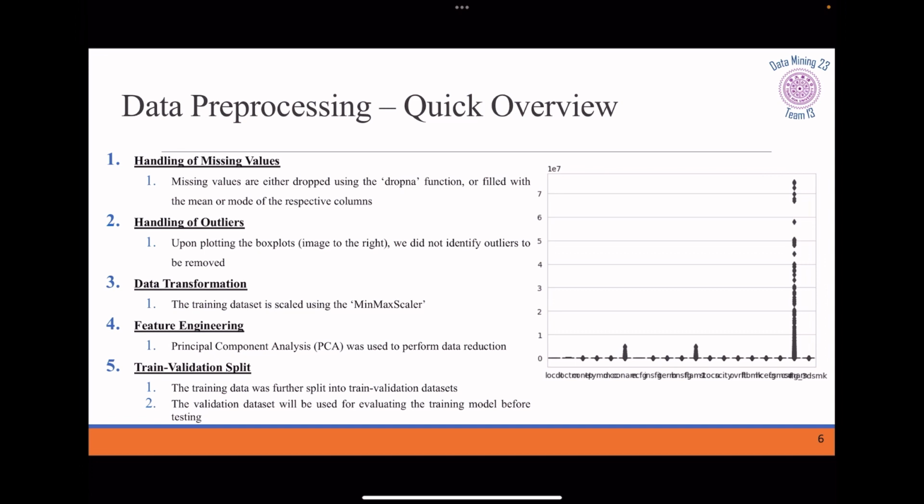Next, we performed data transformation by scaling the data using min-max scaler. Next, we did feature engineering using PCA to perform data reduction, and last but not least, we did a train validation split so that the validation dataset could be used for evaluating the training model before the testing phase.